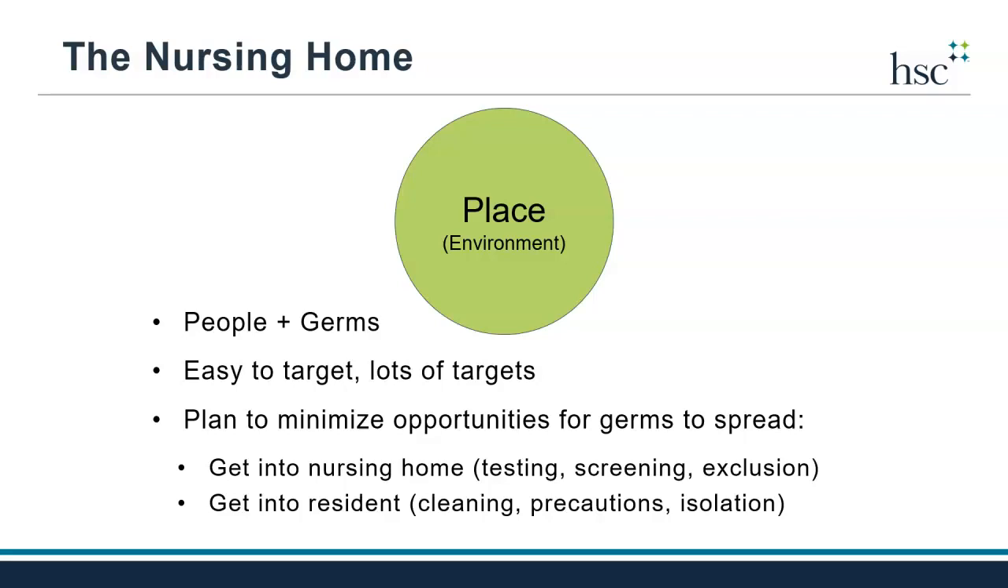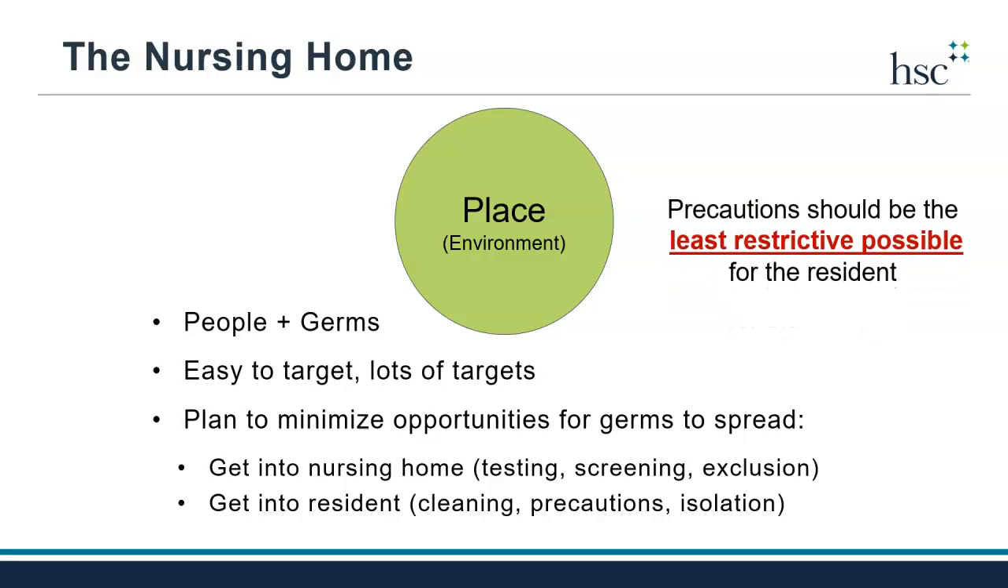Knowing when and what precautions to take before coming into contact with someone who might be infected, such as wearing a mask or using gloves, is important. When a person is infected with a germ, they may need to be isolated or separated from others to prevent germ spread. It is very important to keep in mind that federal and state laws are clear that precautions, including isolation, should be the least restrictive possible for the resident based on his or her clinical situation.